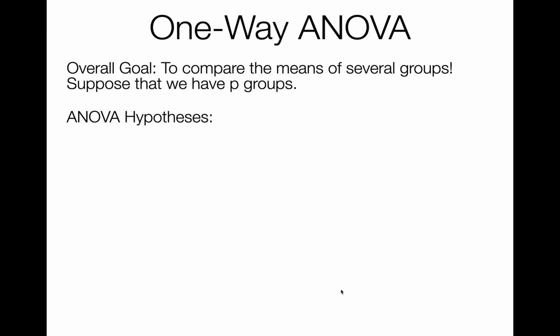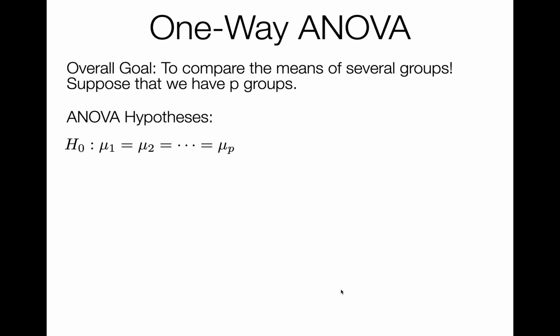The ANOVA hypotheses are this. We're back to symbols and not words for our hypotheses, at least partly. We had words for lesson 10, and we're back to symbol-ish type of things here in lesson 11. The null hypothesis is that all of the group means are equal. So mu1 is equal to mu2 all the way up to mu p.